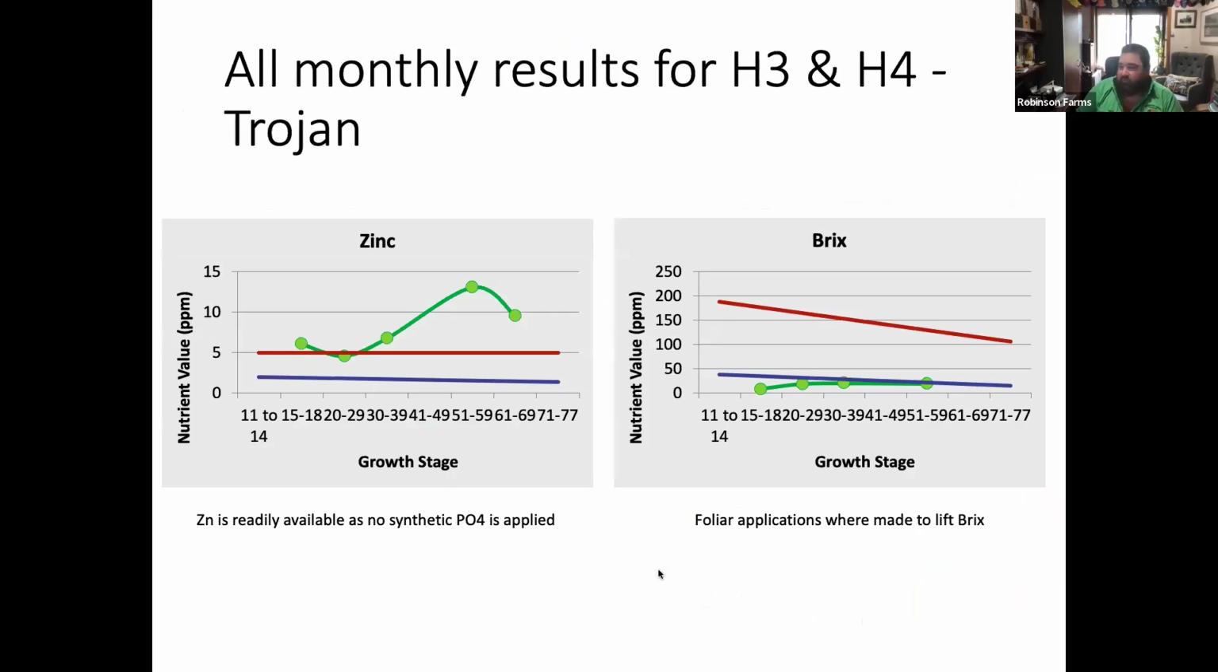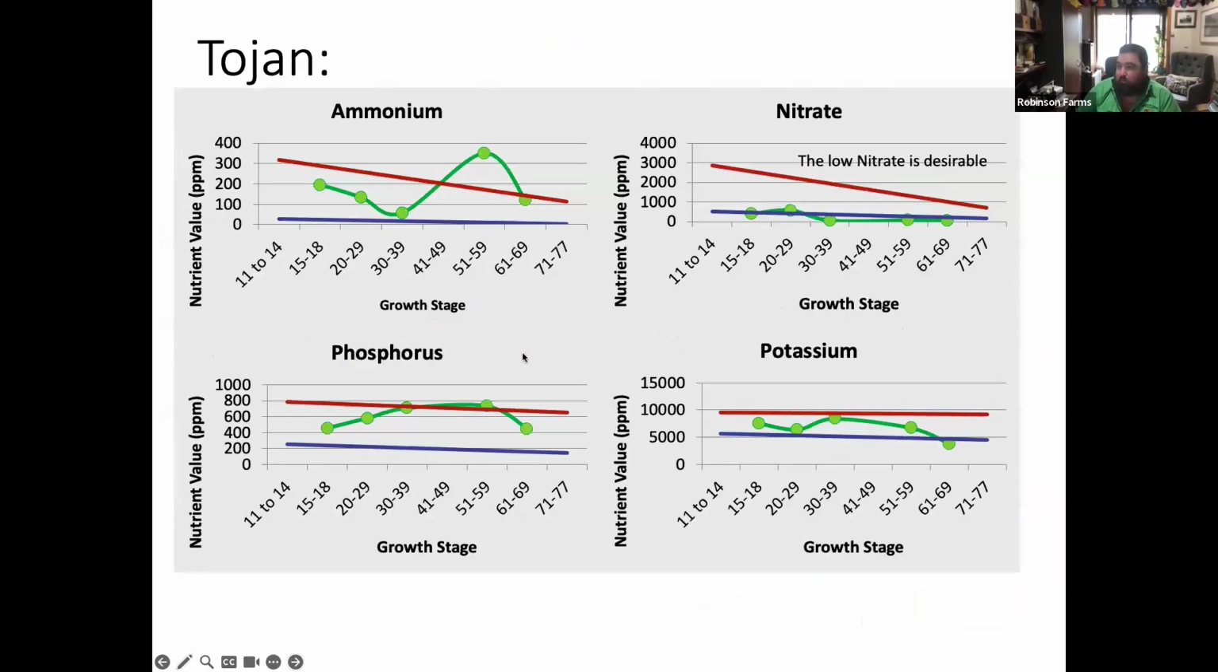So this is all monthly results for the same paddock taken from the same area. So you can see here, this is our growth stages from 11 through to 77. And you can see here we've had a dip in the zinc, but we had very good zinc levels late, and then going into grain fill and head development, nutrients are coming back down. You can say the same here for ammonium. Our nitrate levels were pretty standard, so that's good. It means we're getting those converted into aminos.